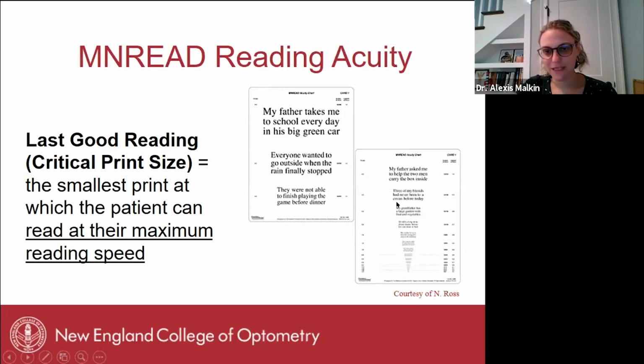So maybe they would say, "3 of my friends had never been to a circus before today." And then the print gets kind of small here. So they would say, "My grandfather has a large garden with fruits and vegetables." So if you notice that change in pace, your critical print or your last good reading would be this "3 of my friends."